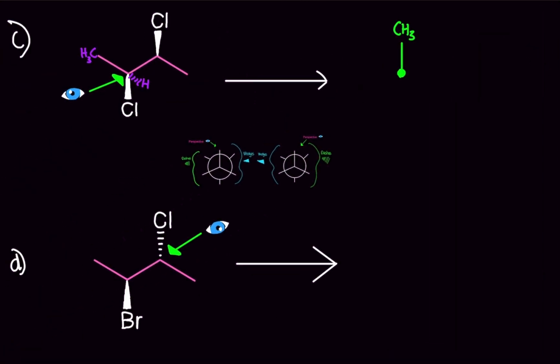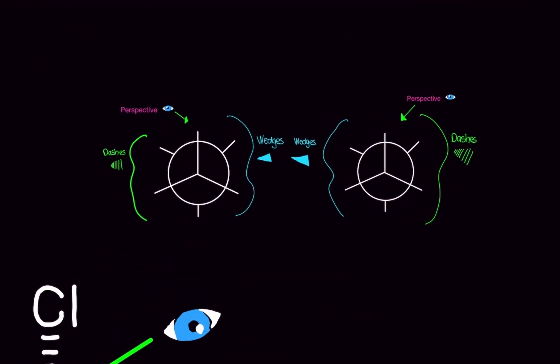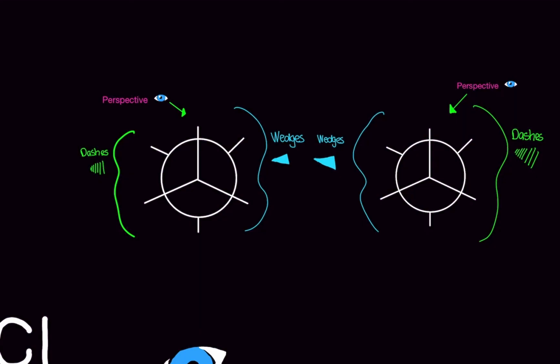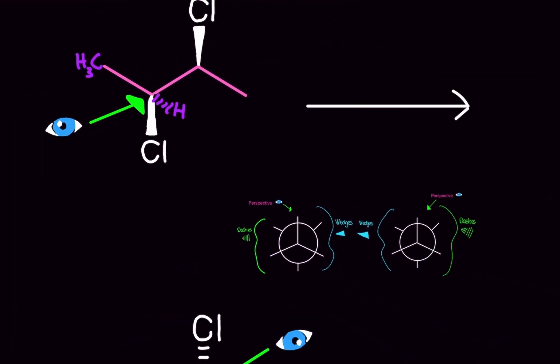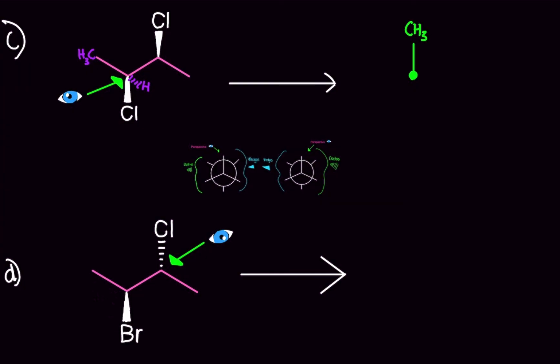Perfect. Now, according to our little diagram here, the perspective is going from left to right. So that means wedges are on the right-hand side and dashes are on the left. So the chlorine is on a wedge. This must mean it's pointing to the right-hand side on the Newman projection. So all we have to do is draw a line to the right-hand side at the chlorine. It's actually pretty big. Hold on. The hydrogen's on the dash, so the only other position is here on the left-hand side. We'll add this in.